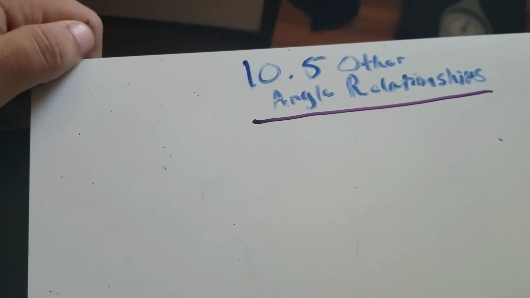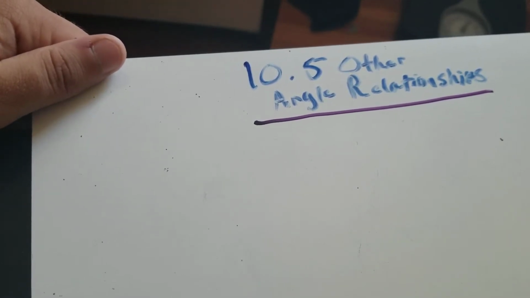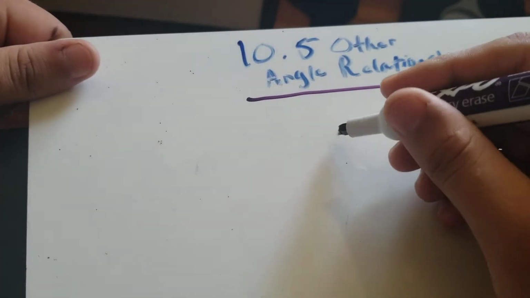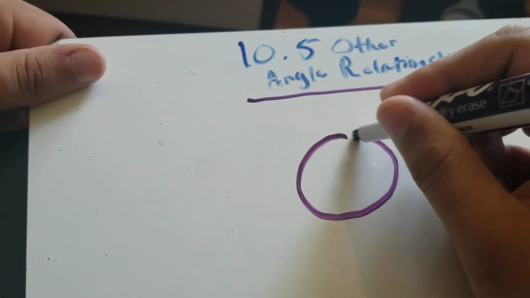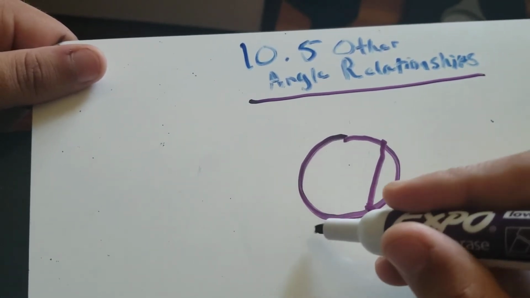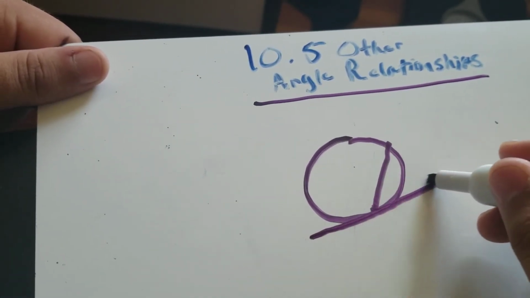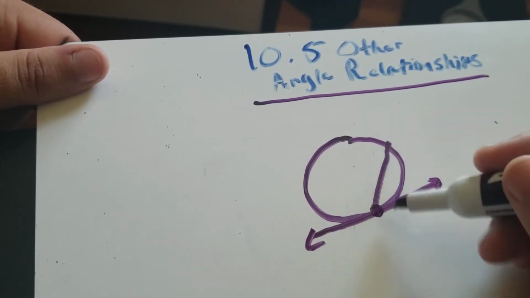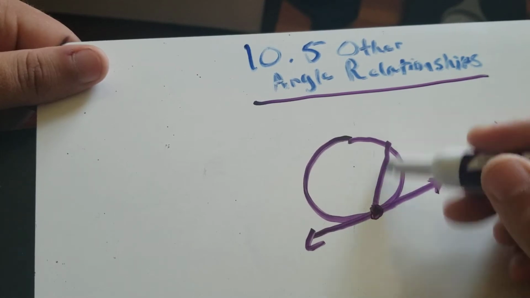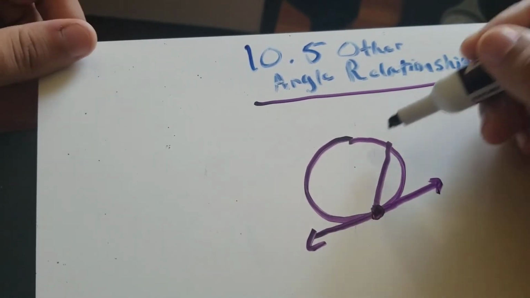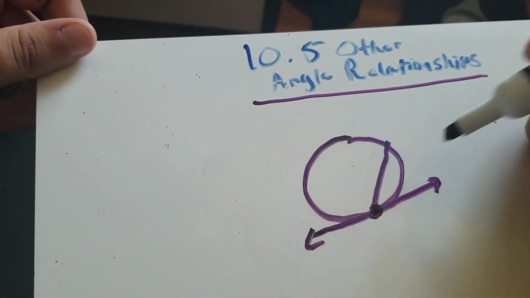Alright, so 10.5, other angle relationships. So let's start this off. There are 3 we're going to learn today. The first one is this. In a circle, where a chord and a tangent intersect. Now remember, a tangent is a line that only hits the circle once, and a chord is inside the circle, or both endpoints are on the circle. So there's only one place they could intersect. Technically, the second place will be up here.